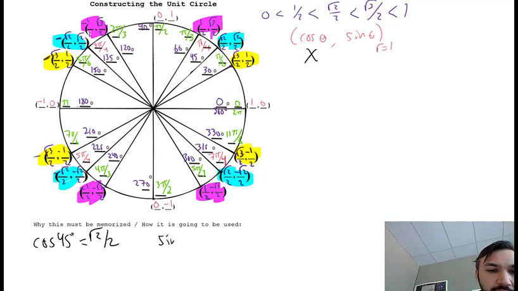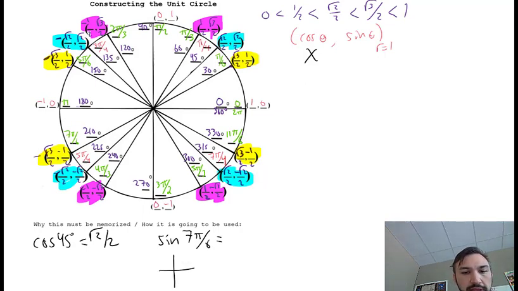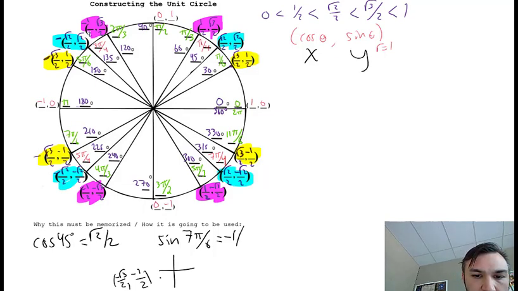Okay, so we could also ask you, what is the sine of 7 pi over 6? And so mentally, you should be thinking about, okay, 7 pi over 6 lands about right here. That point would be left square root of 3 over 2 and down 1/2. But since it's sine, I want the y value, so the answer is negative 1/2. Okay?